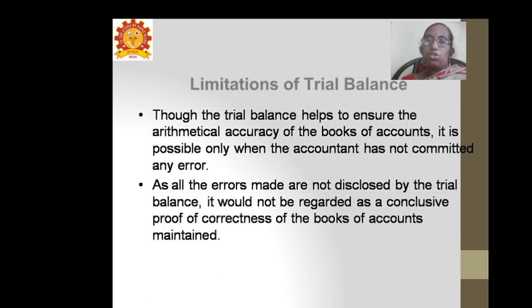What are the various limitations of the trial balance? From the trial balance, we are only able to establish arithmetical accuracy, but it cannot guarantee that the errors are corrected. All the errors cannot be disclosed. Some errors can be hidden and would not be disclosed, so this cannot be taken as conclusive.